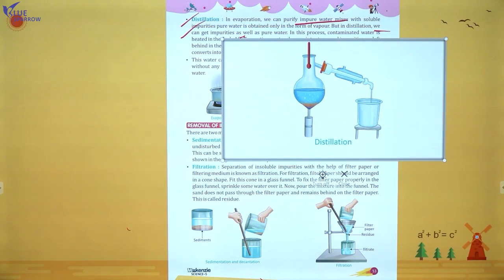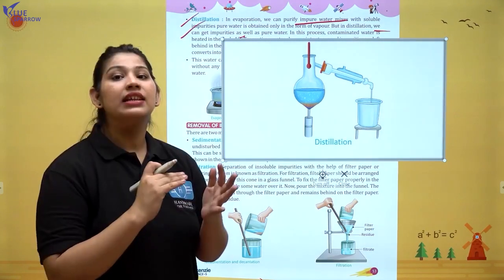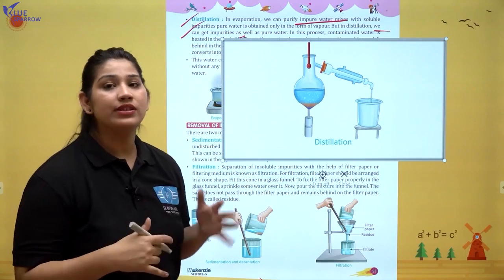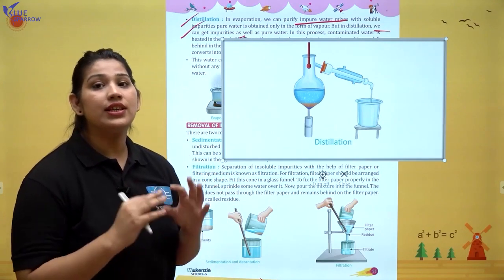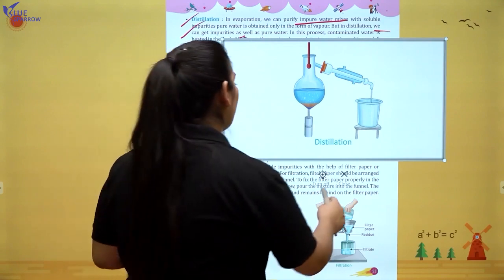This steam passes through a condenser. Here it cools down and converts into water. This water can be used in medicines, car batteries, etc. Distillation is the best method of getting pure water.